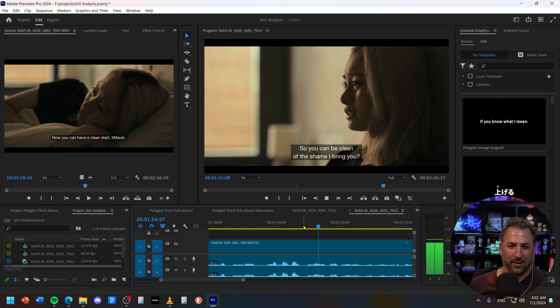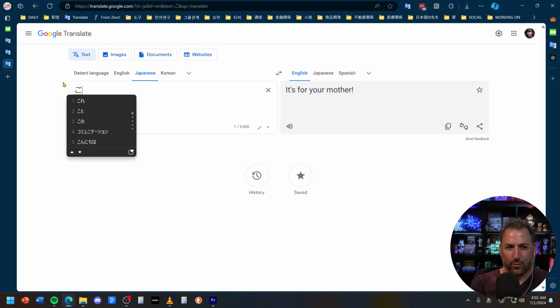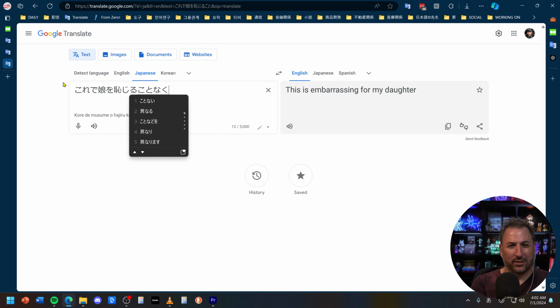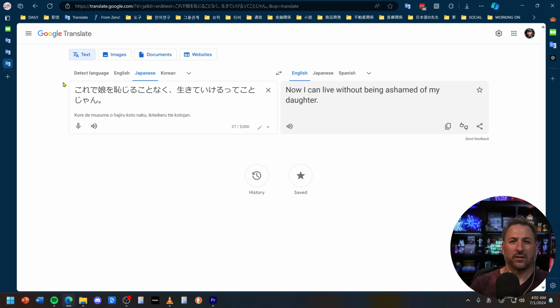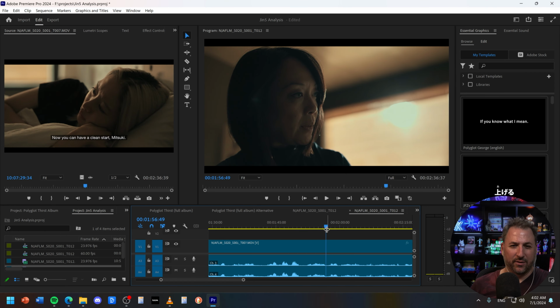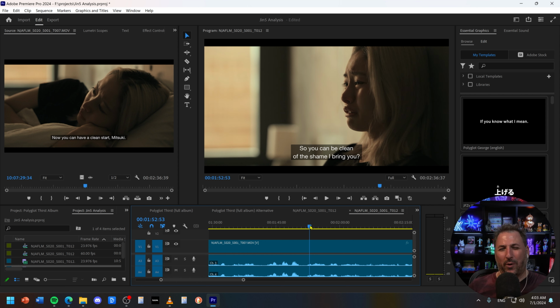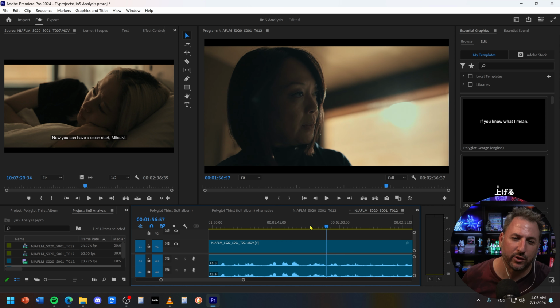これで娘を恥じることなく生きていけるってことでしょ。生きていける。これで娘を恥じることなく, to not be embarrassed about your daughter. これで娘を恥じることなく生きていけるってことじゃん. I guess it is more like, isn't it? じゃん. Now you can live without being ashamed of your daughter, right? See how that's different a little bit? Clean of your shame. I hate the way they translated that, because it sounds like the old concept you have of Japanese people, like you bring shame to your family.